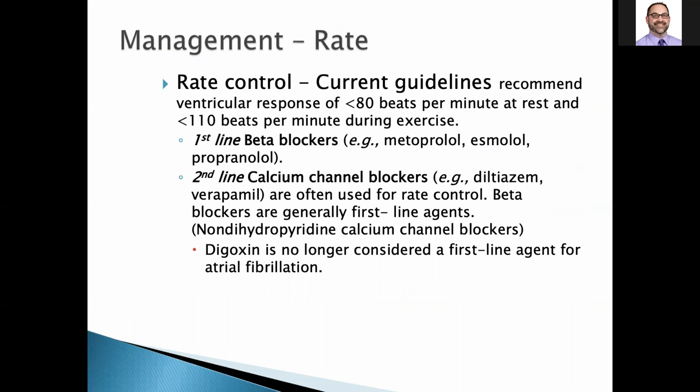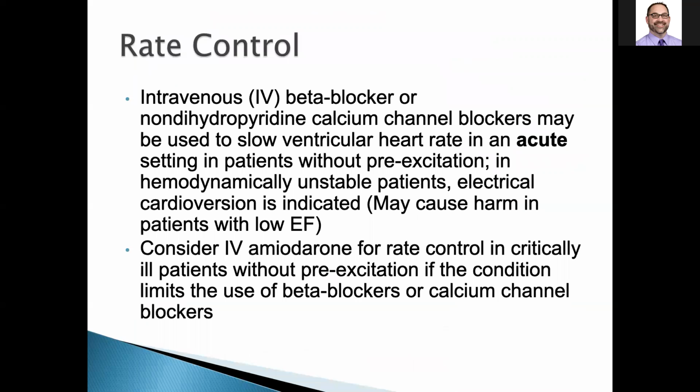We talked about what the drug regimens are. First line should be beta blocker therapy, second line calcium channel blocker, unless they have a reduced ejection fraction. Then we should utilize digoxin. It's not a first line agent in AFib unless you can't tolerate a beta blocker and you have a decreased ejection fraction. Rate control, again, IV beta blocker, IV calcium channel blocker. Watch with patients with low EF, as it can cause hemodynamic instability.